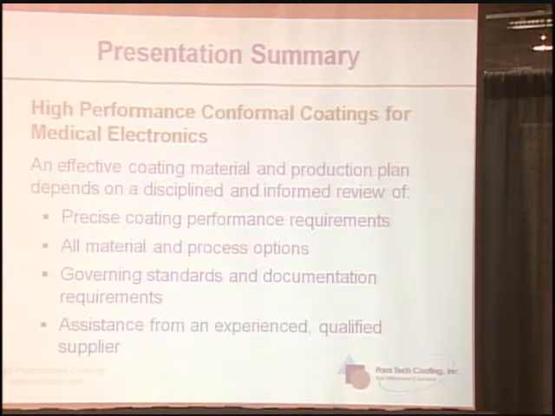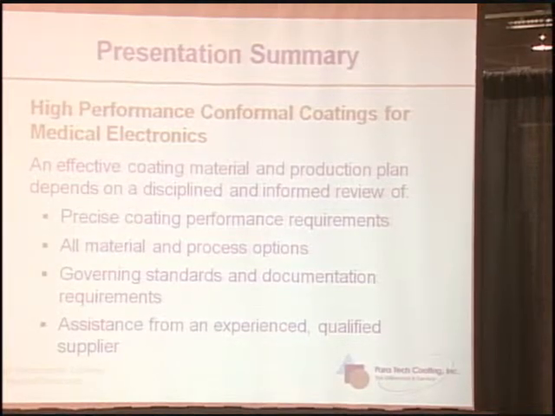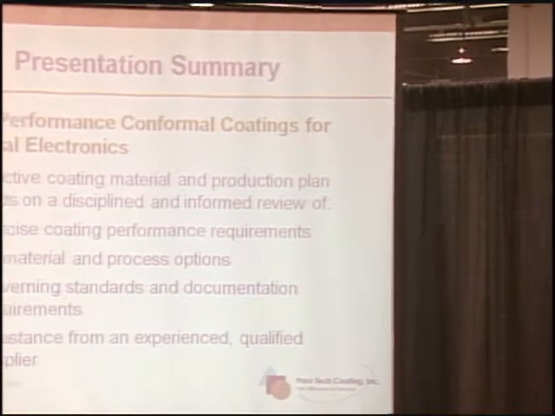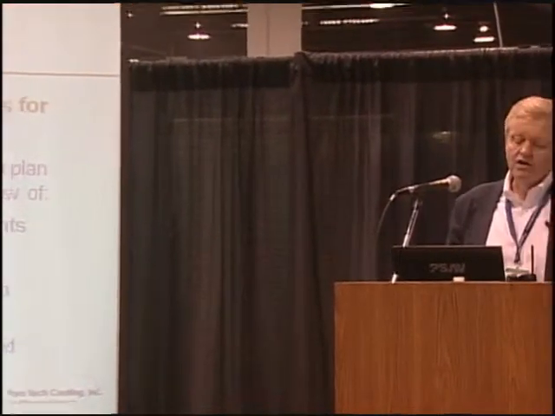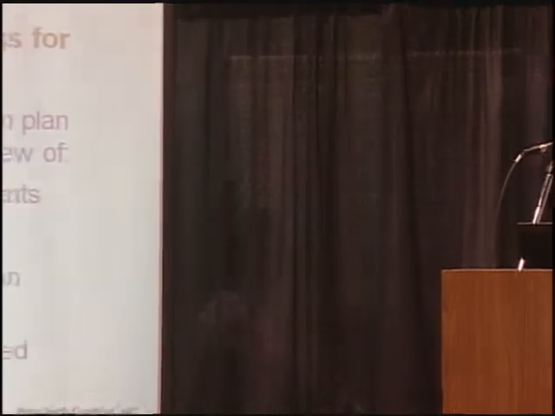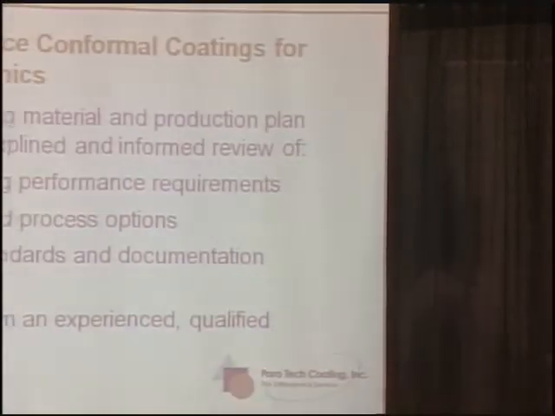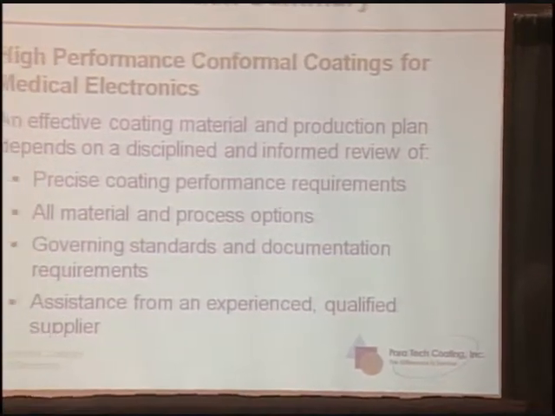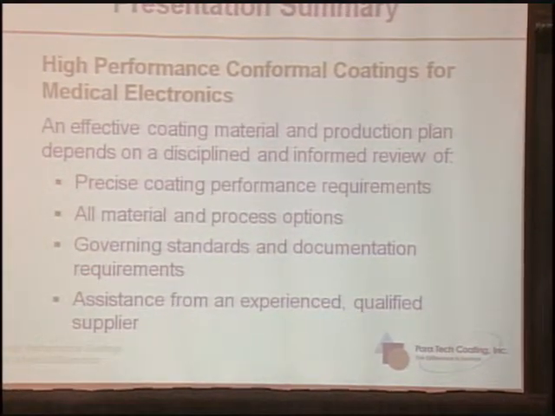To wrap up the presentation, I really appreciate everyone being here today. When you're looking at high-performance conformal coatings for medical electronics, you really need to be looking at an effective coating material and production plan that depends on a disciplined and informed review of the following. Precise coating performance requirements, all material and process options, governing standards and documentation requirements, and assistance from an experienced and qualified supplier. That can be your equipment supplier, your coating material supplier, or a quality consultant or quality company that comes in. You need to utilize the people in the field from your suppliers because they certainly have that information.